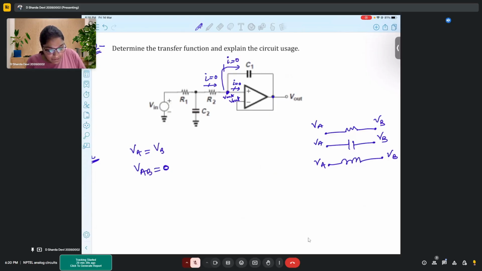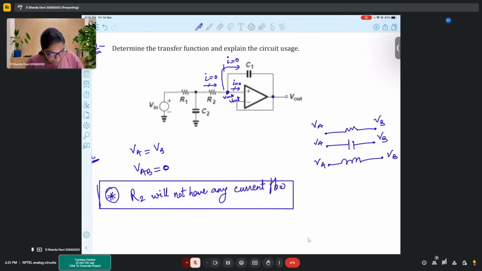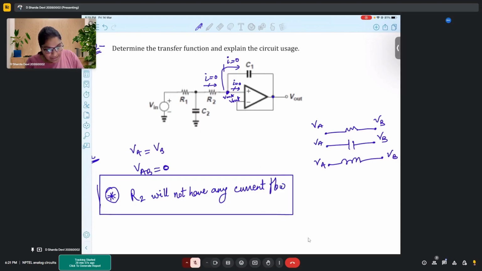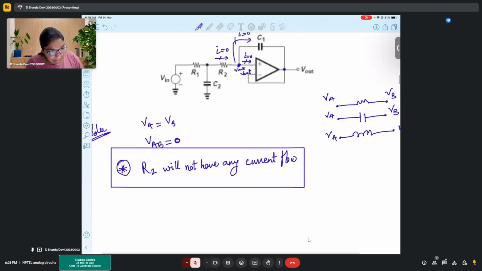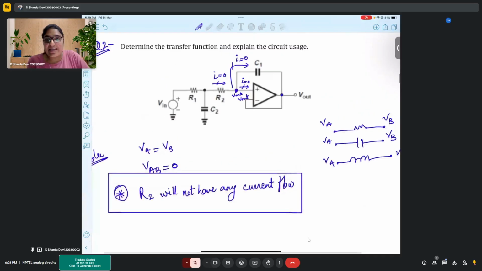So the key observation over here is that R2 will not have any current flow. This is the key point that we had to consider in this particular circuit. Now once this is done, the circuit is very simple for us to solve. If R2 is not carrying any current, then the potential difference across R2 should be 0. If the potential difference across R2 is 0, then V out would be the potential that will come at C2.